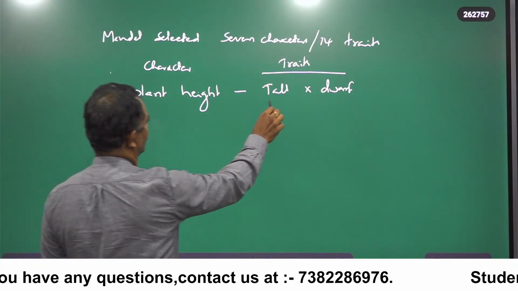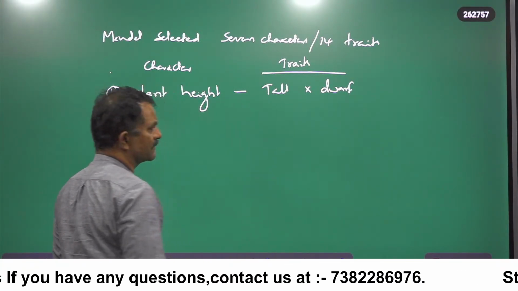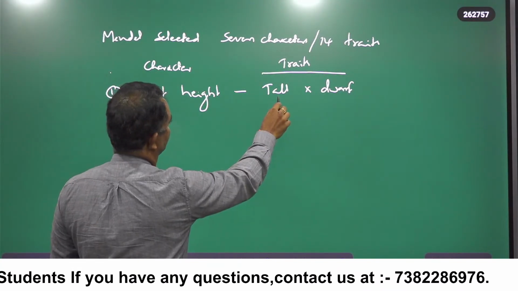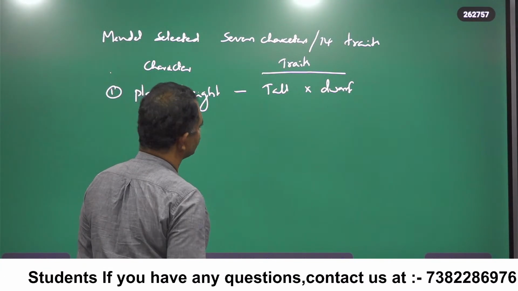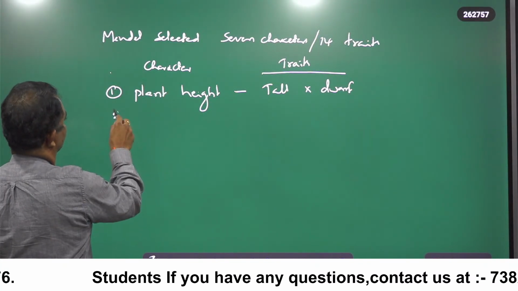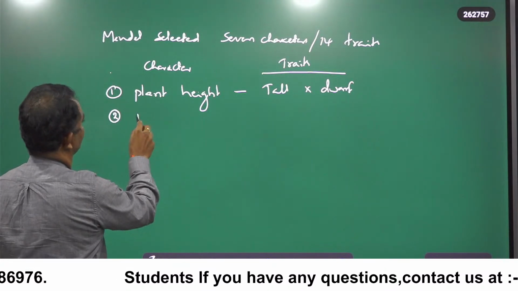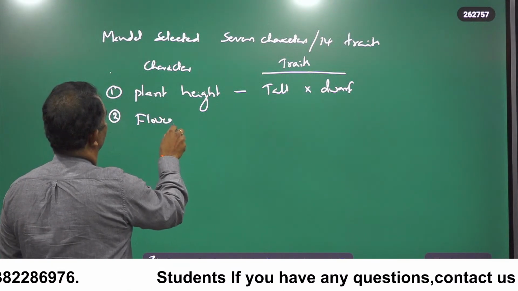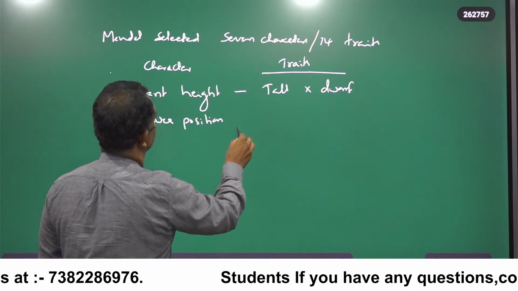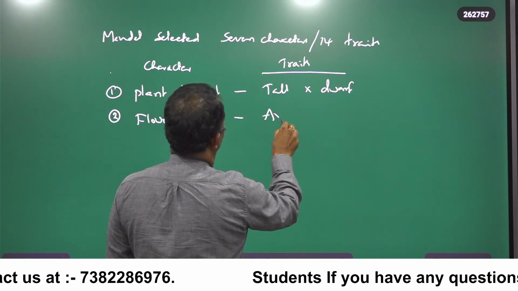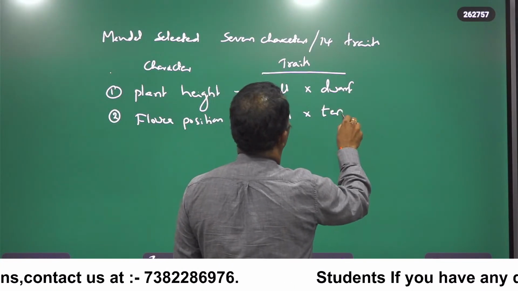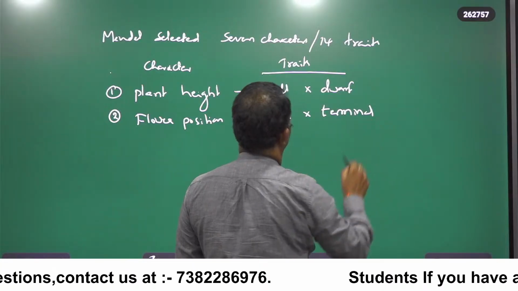So these are all alternative forms, traits. Each one has one allele. Tall has one allele and dwarf has one allele. That is, the plant height is the character. Second one, flower position: axial and terminal.